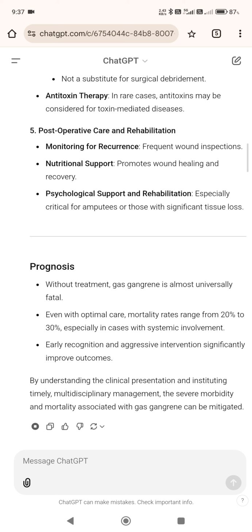Prognosis. Without treatment, gas gangrene is almost universally fatal. Even with optimal care, mortality rates range from 20 to 30%, especially in cases with systemic involvement. Early recognition and aggressive intervention significantly improve outcomes. By understanding the clinical presentation and instituting timely, multidisciplinary management, the severe morbidity and mortality associated with gas gangrene can be mitigated.